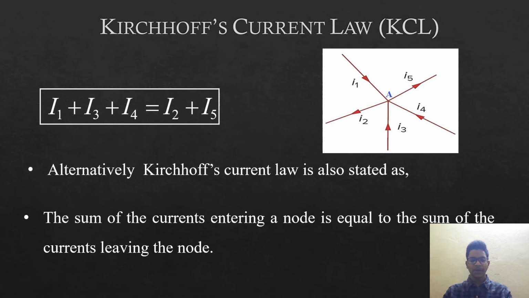Now, Kirchhoff's current law: I1 plus I3 plus I4 is equal to I2 plus I5. Alternatively, Kirchhoff's current law is also stated as the sum of currents entering a node is equal to the sum of currents leaving the node.